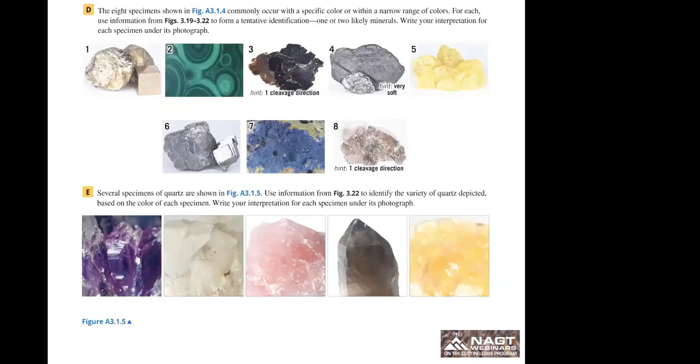In the upper exercise, students examine 8 types of minerals that usually occur with a specific color or a narrow range of colors. In activity E below, well, this should look familiar to anyone who used a previous edition of the lab manual, but we've added another color to the set of quartz specimens that indicate that some minerals occur in several different colors.